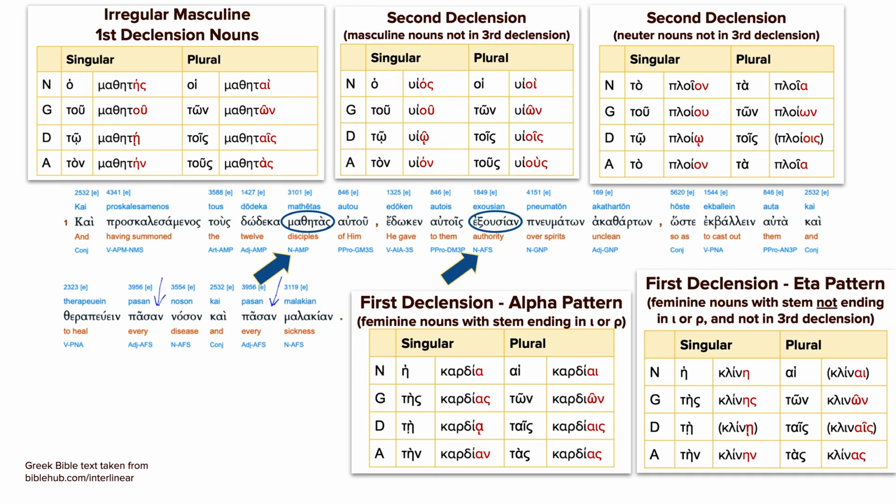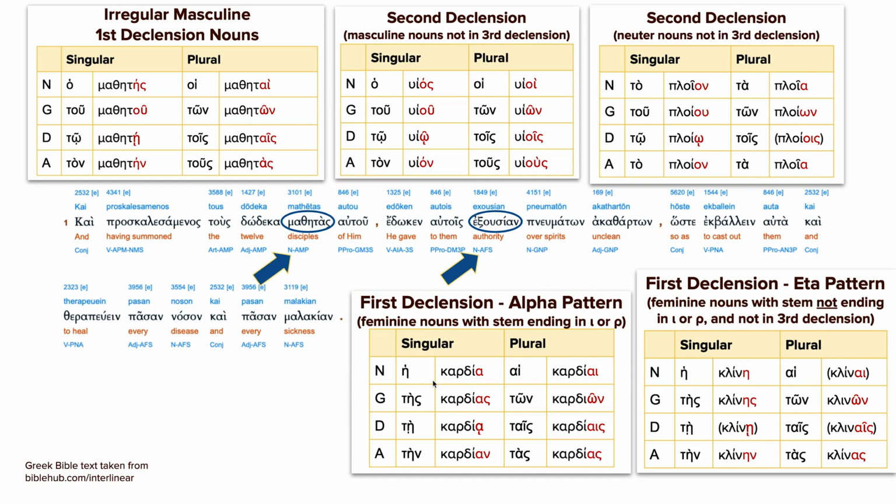All right, so I want to focus in on these two nouns, which are mathetas and exousian. So first, let's look at exousian. This is a feminine noun of the first declension, and it's an alpha pattern noun. So usually it's going to be the feminine nouns that have a stem that ends in iota or rho. Here we have iota as the end of the stem. So just like cardia. So we learned the heart when we talked about first declension alpha pattern.